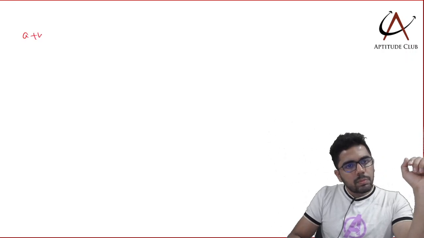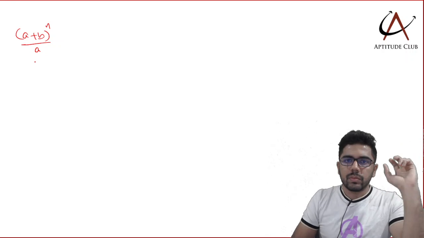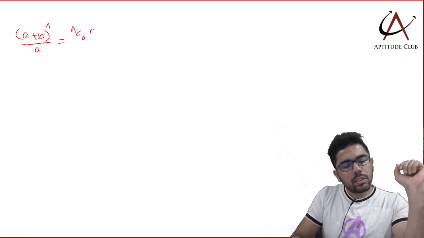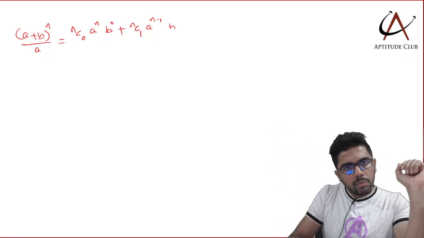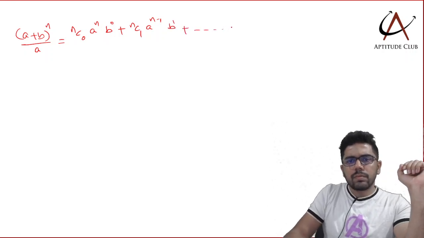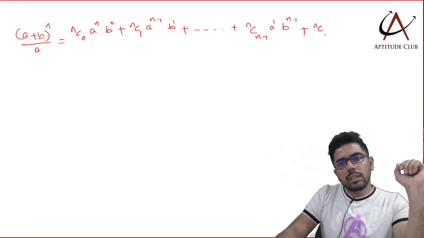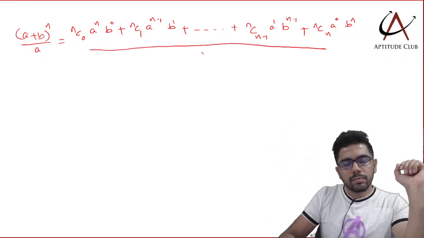Now just to explain you in a very simple way, मान लो मैं ऐसे ले रहा हूँ a plus b to the power n, and when I divide this expansion by a, what will happen? ये a plus b का expansion, let me write it here, nc0 a to the power n b to the power 0 plus nc1 a to the power n minus 1 b to the power 1, and this will go on till ncn minus 1 a to the power 1 b to the power n minus 1, until I reach the last term where a to the power 0 b to the power n, and I'll divide this entire thing by a.